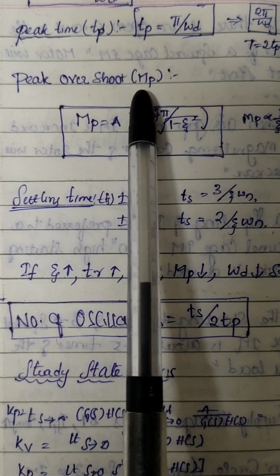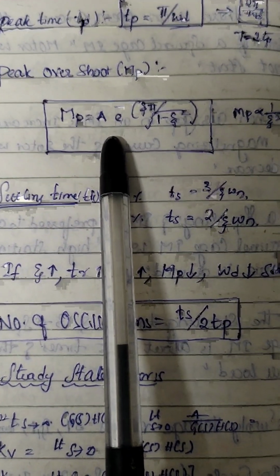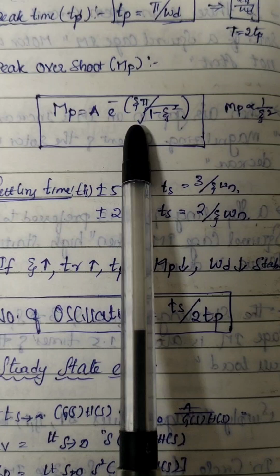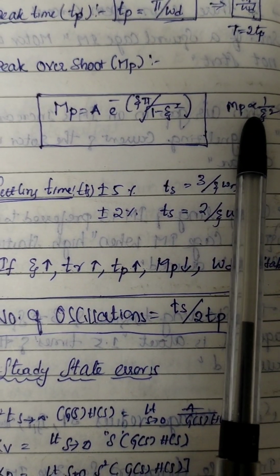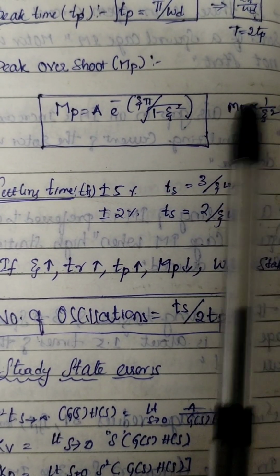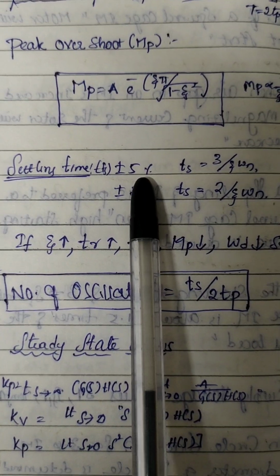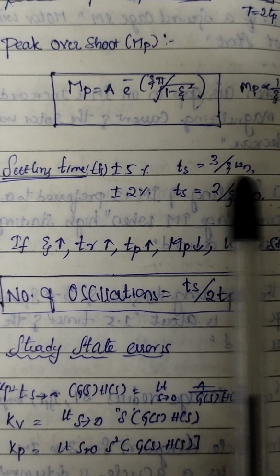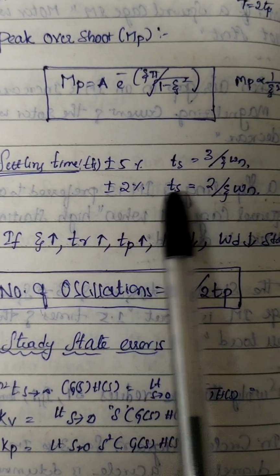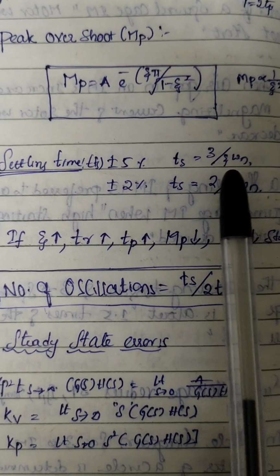Peak overshoot, that is MP. MP is equal to A e power of minus zeta pi by root of 1 minus zeta square, where this peak overshoot is inversely proportional to zeta. Settling time TS for plus or minus 5%. The settling time is equal to 3 by zeta omega n. When it is 2%, TS is equal to 4 by zeta omega n.